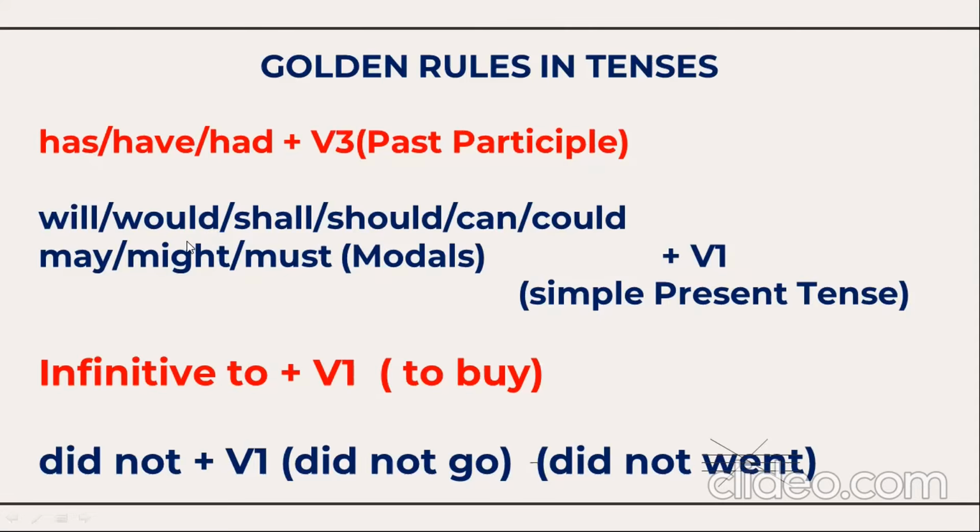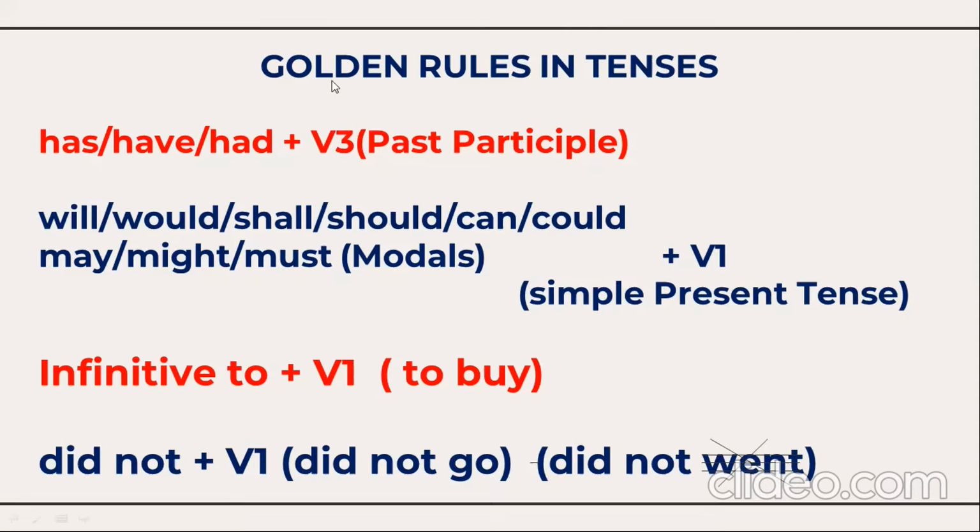Another golden rule: after these modals, will, would, shall, should, can, could, may, might, must, there should always be the simple present form. The verb should be without any s or es. For example, I will go, he would go, he should go, he should eat, he can jump, he could jump, he may jump, it may rain, it must rain. Look here, there is no rains, there is no s or es. So after these modals, the verb should always be in the present form without any s, es, ed or en.